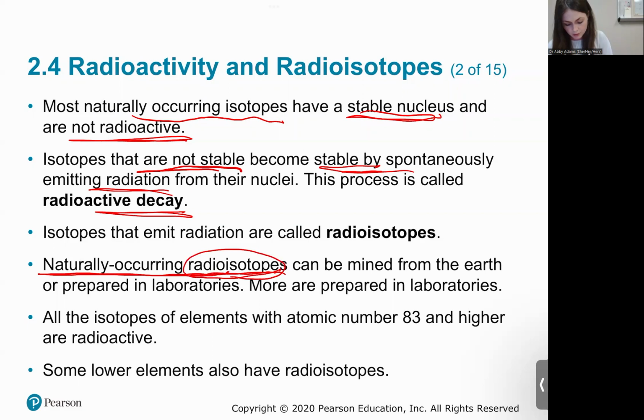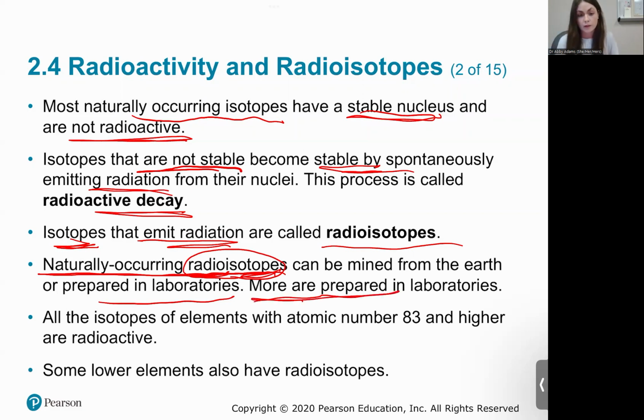So look at this word: radioisotope. These are isotopes that emit radiation. They can be mined from the earth, naturally occurring, or they can be made in labs. Mostly they are prepared in labs, and they are used to serve our purposes. All of the isotopes with an atomic number higher than 83 are radioactive, but there are some exceptions, like gallium.